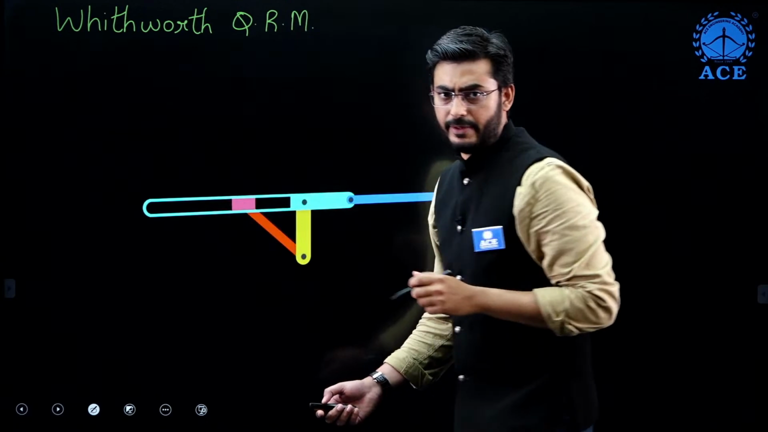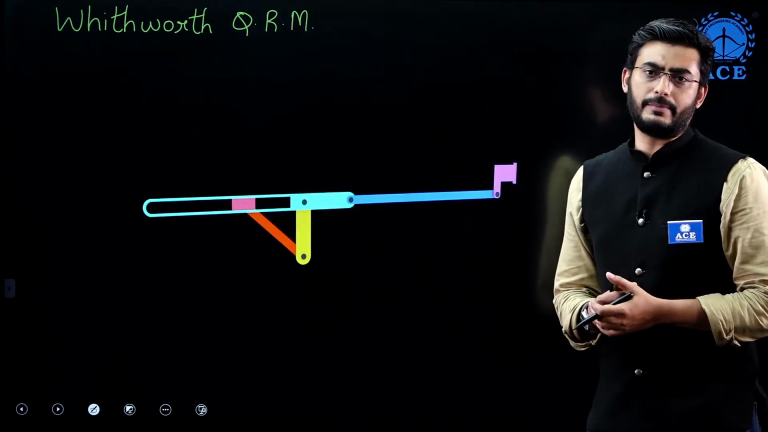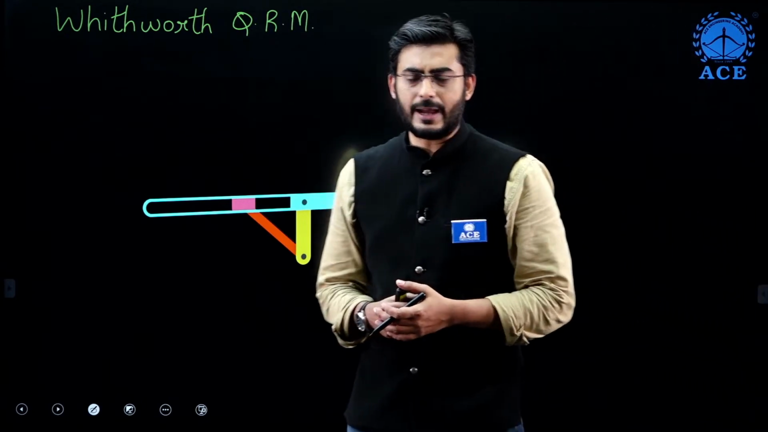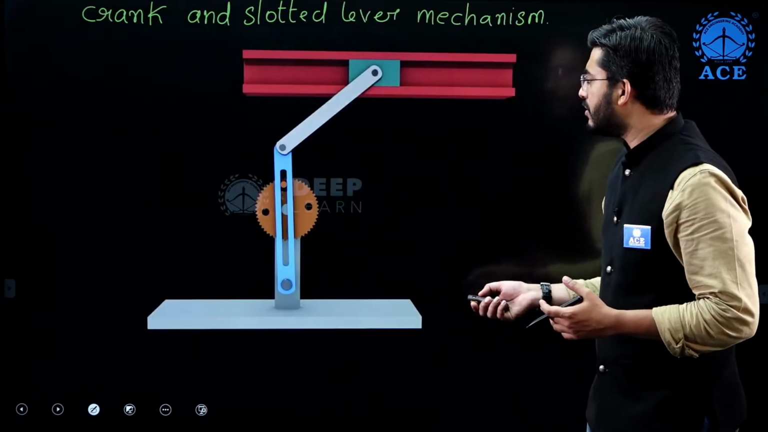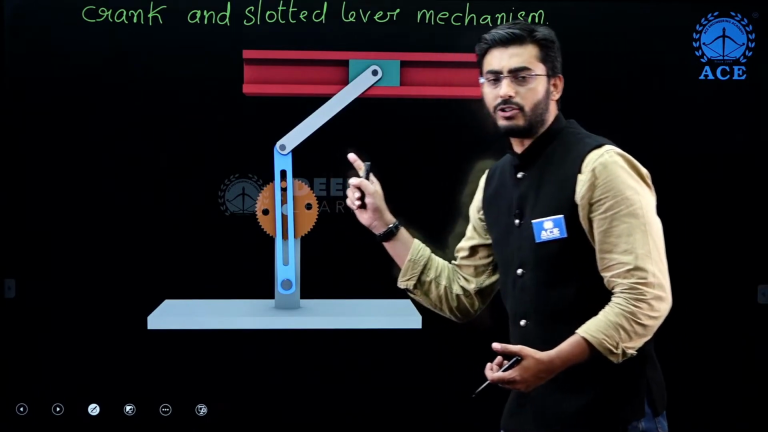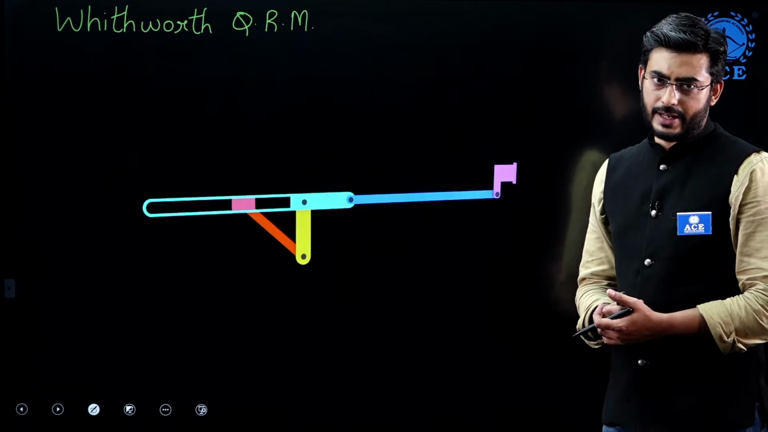Now, these two animations are examples of quick return mechanisms. Even the offset crank slider mechanism is also an example of a quick return mechanism, but students are more prone to confusion while they are studying the crank slotted lever mechanism and the Whitworth mechanism.